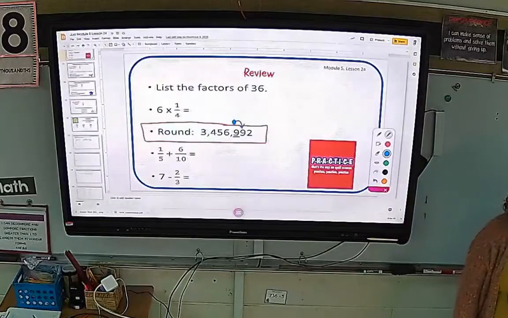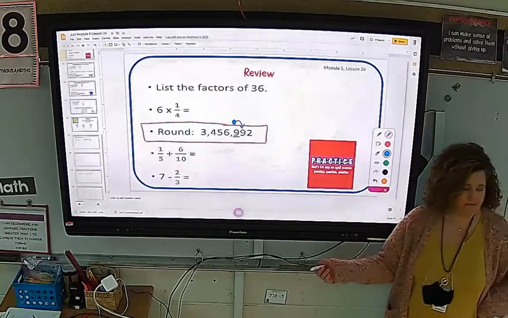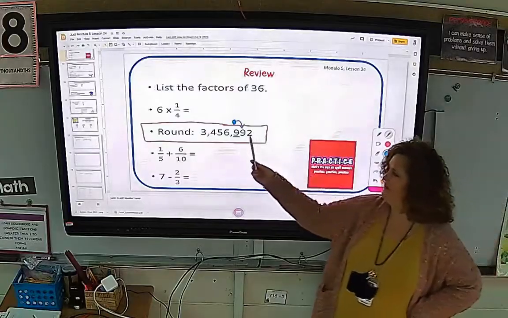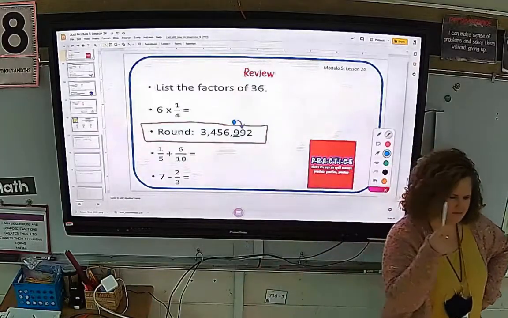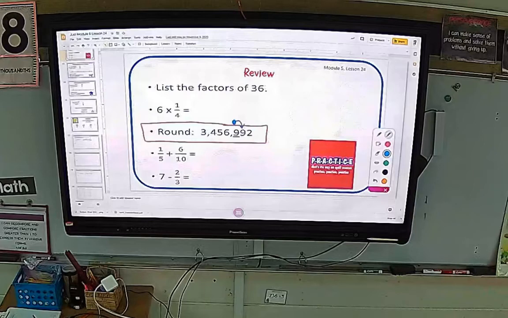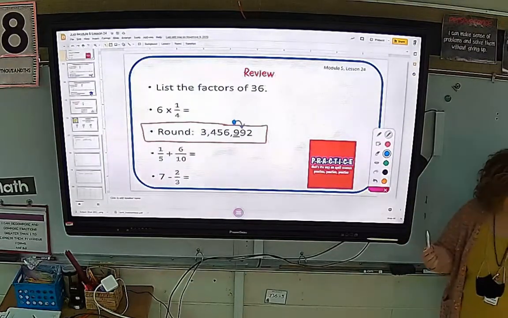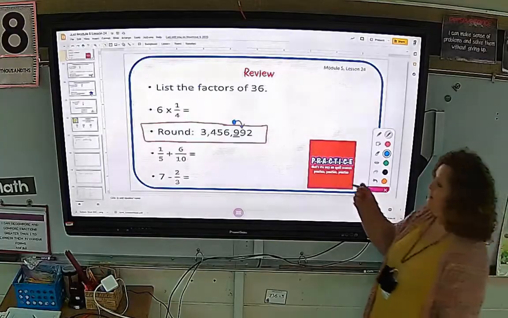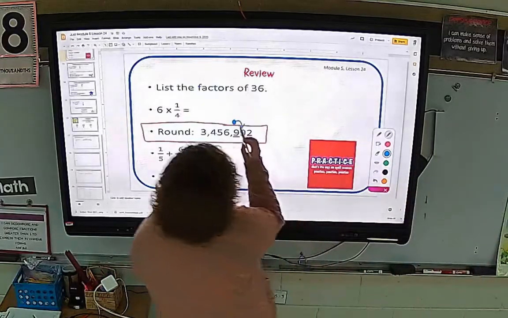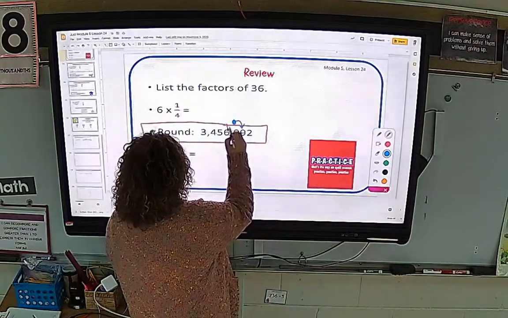Mason, help us out. You have to see if it's greater than 5. Yeah. Is it? Yeah. This is greater than 5. It tells that 9 you got to go up. What's that 9 going to do? Okay, go ahead. Make it into a 10. And I told you yesterday, if that happens, just write this 10 right above.